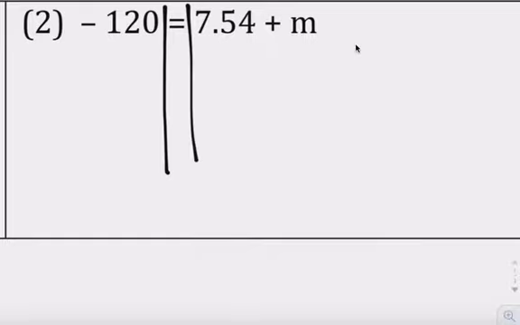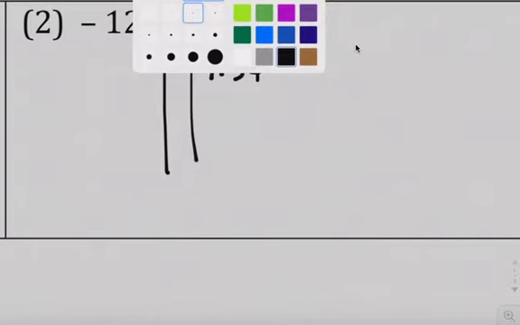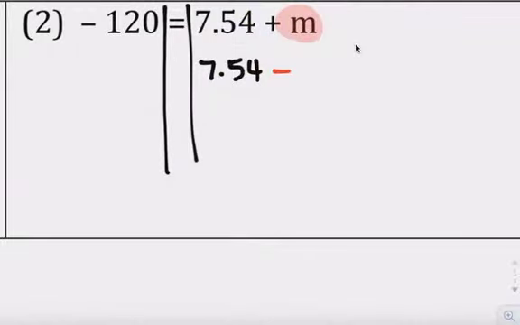We want to find this m. We need to get rid of this number. We want it gone. In order to get it gone, you have to make it 0. So 7.54. How do we make that 0? By minusing 7.54. That will get you 0.